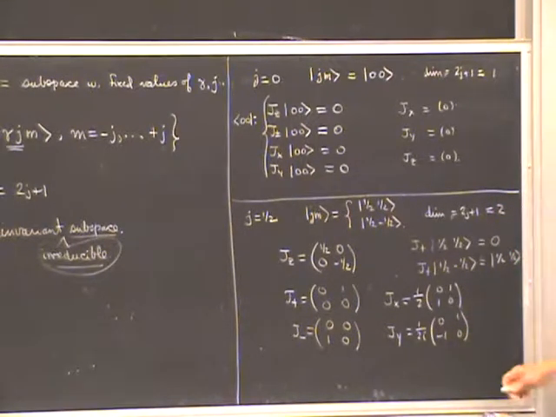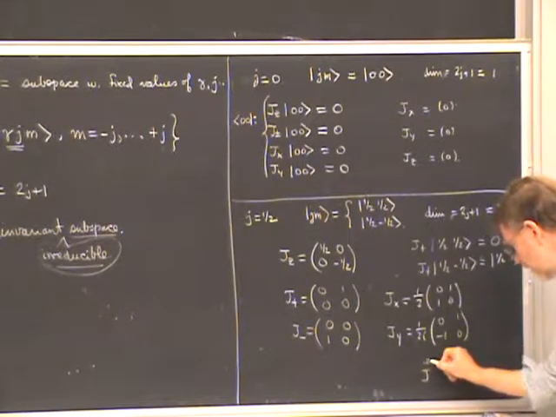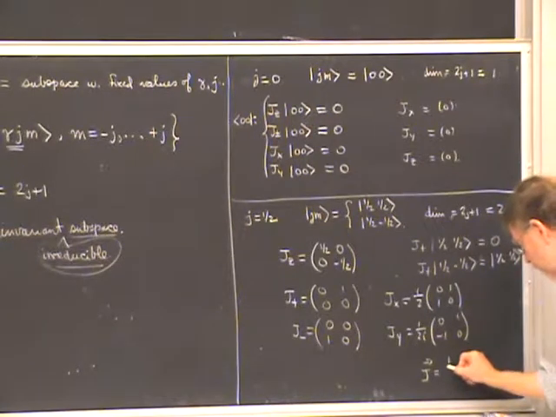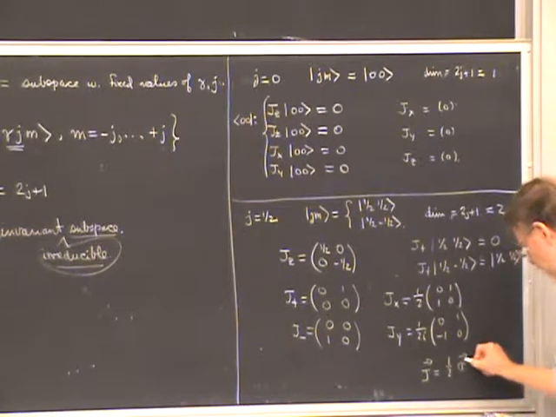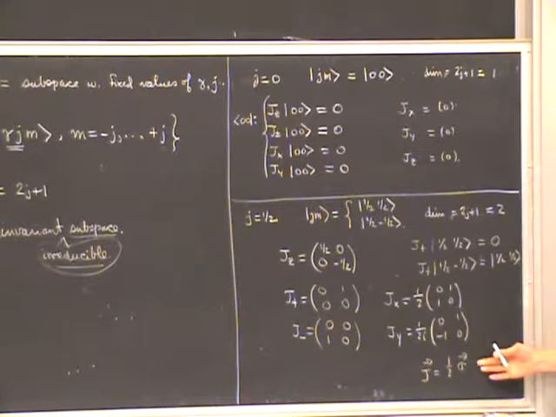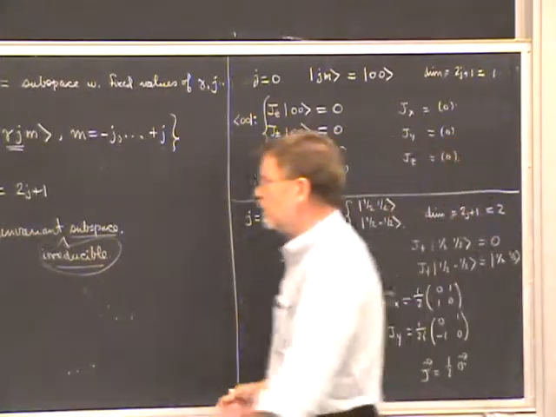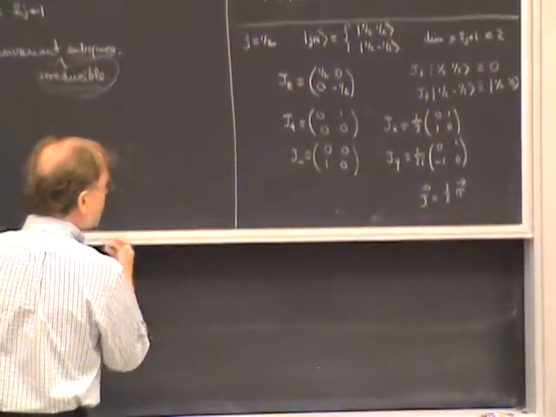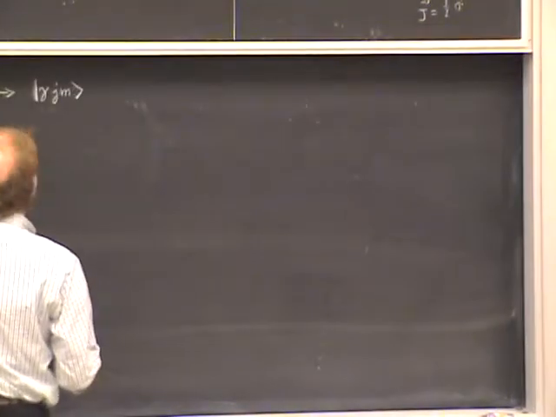And the net effect of this is that the J vector in matrix form is 1/2 sigma. This is the same identification between angular momentum and the Pauli matrices that we made earlier in talking about spin 1/2 systems. So those are examples for J equals 0 and J equals 1/2 of the matrices for angular momentum operators.